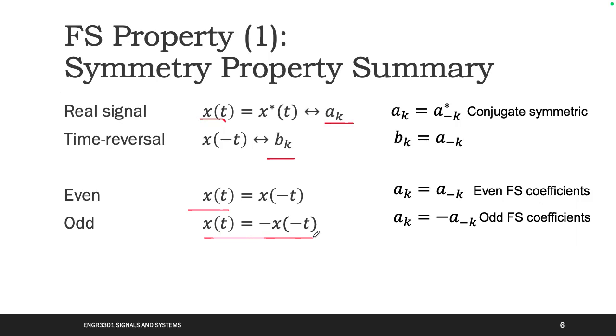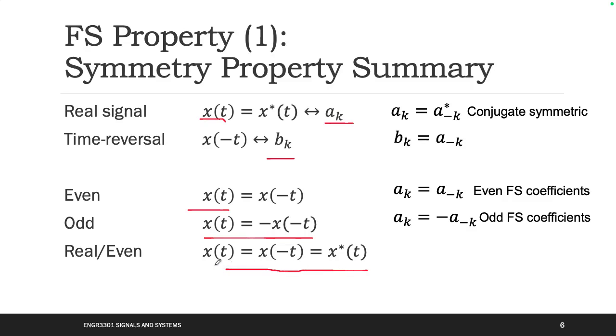And then we have a very important conclusion. If your signal is real and even, which means this one equals this one and equals this one, because this one is even and this one is real, which means this is real and even. And then what's the conclusion? This one will work, and also this one will work. That makes sense to you? Which means those three will equal each other.